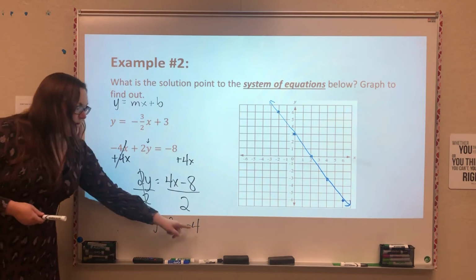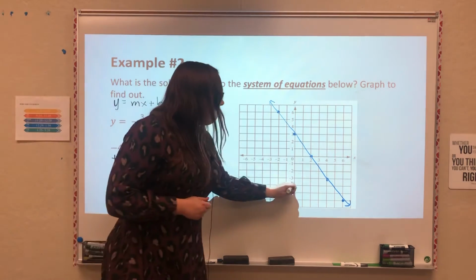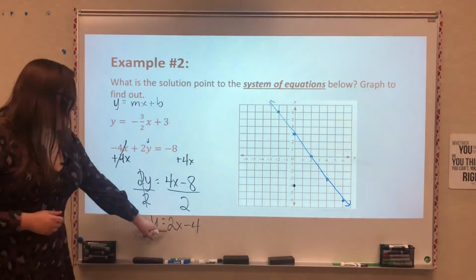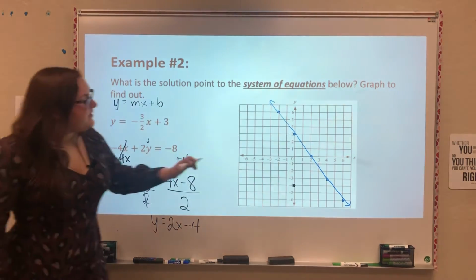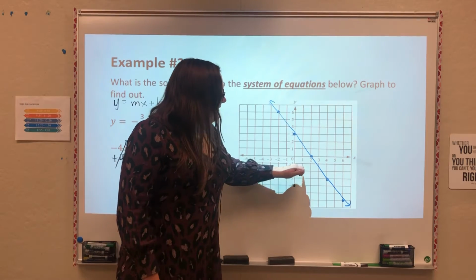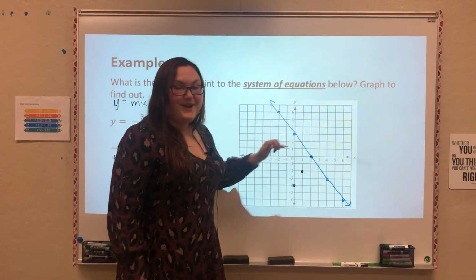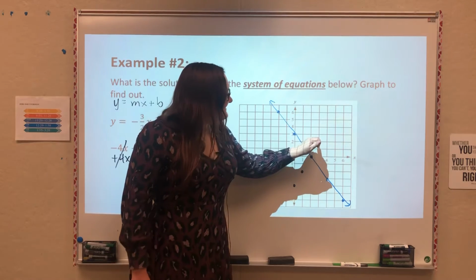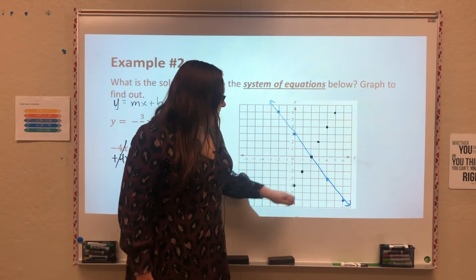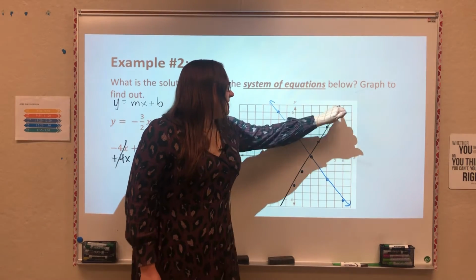Now I can see that the y-intercept is negative 4. And then my slope is 2, so I want to go up 2 over 1. Up 2 over 1, what do you know? The lines are intersecting. I can do it a couple more times, but I've got what I'm looking for at this point.